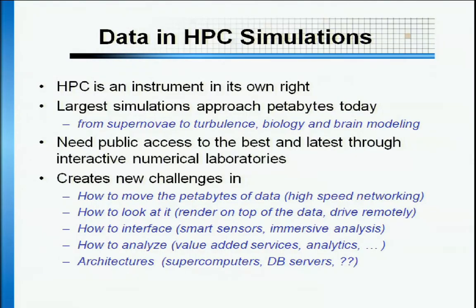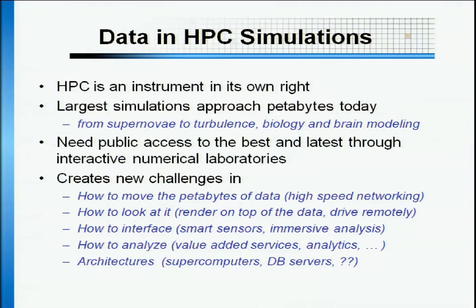Anyway, so HPC simulations are getting increasingly important. It's not just the instruments which generate big data, but some of the biggest supercomputer simulations are now really approaching or exceeding petabytes, especially if we had the storage. And this ranges over a wide range of scales, from supernovae and turbulence to systems biology and brain modeling, where people are starting to generate bigger and bigger data sets.